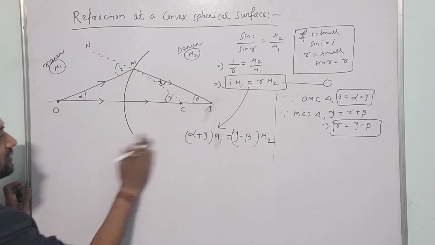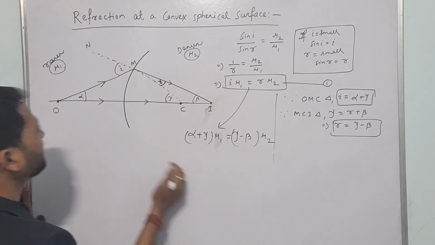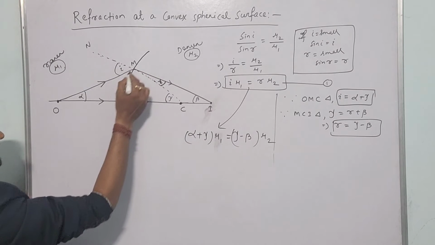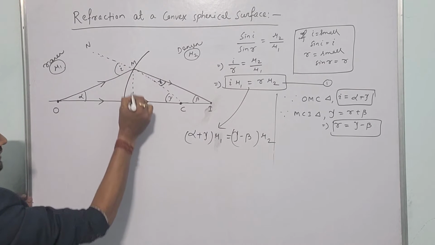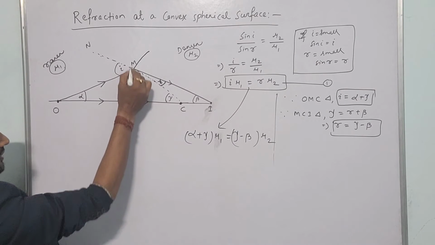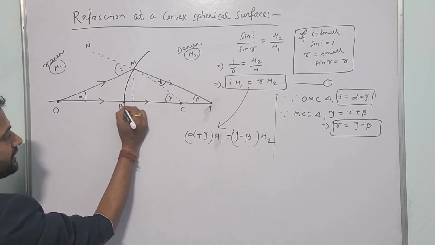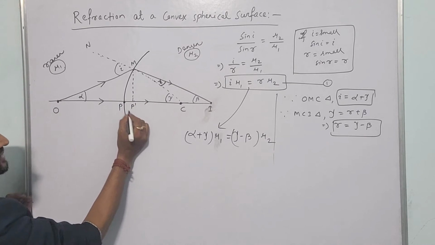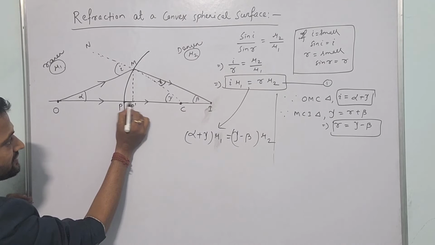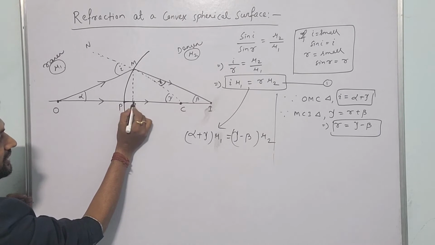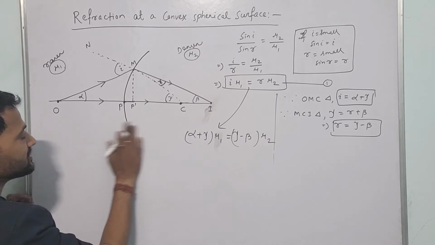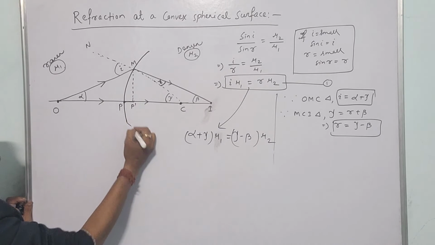Okay, then to find out alpha, beta and gamma, we can take this triangle. Let a perpendicular line be drawn here. This point was P, let this point be P dash. So assume P dash is very close to P. This is our assumption, right?